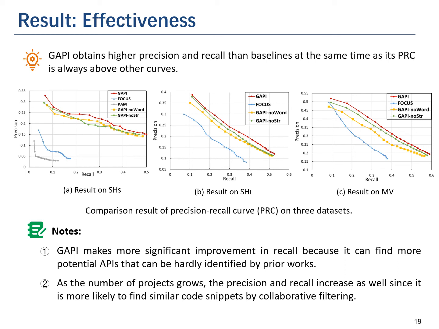There are some interesting notes about the results. First, GAPI makes more significant improvement in recall because it can find more potential APIs that can hardly be identified by prior works. Second, as the number of projects grows, the precision and recall increase as well, since it is more likely to find similar code snippets by collaborative filtering.